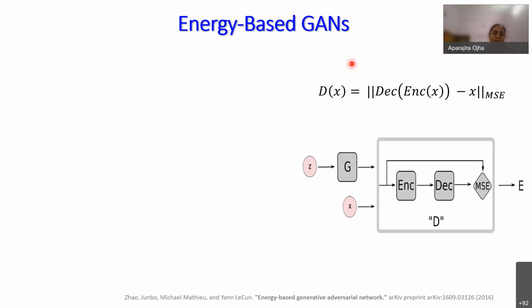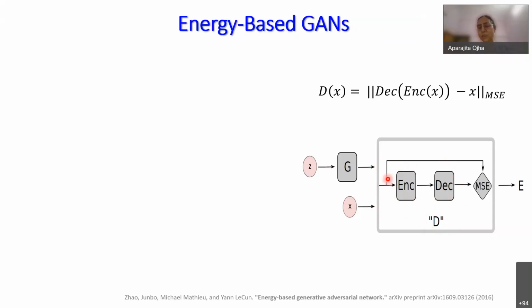Using this idea, they defined what is now known as energy-based GAN. They said, let D(x) be defined as the decoder of the encoder of x minus x, the mean square error. Simply give the noise vector to the generator, let it generate fake images, and give the real data samples. So these are two inputs given to this. The discriminator is an autoencoder type of model. I told you what an autoencoder is. It is encoding and decoding, right?